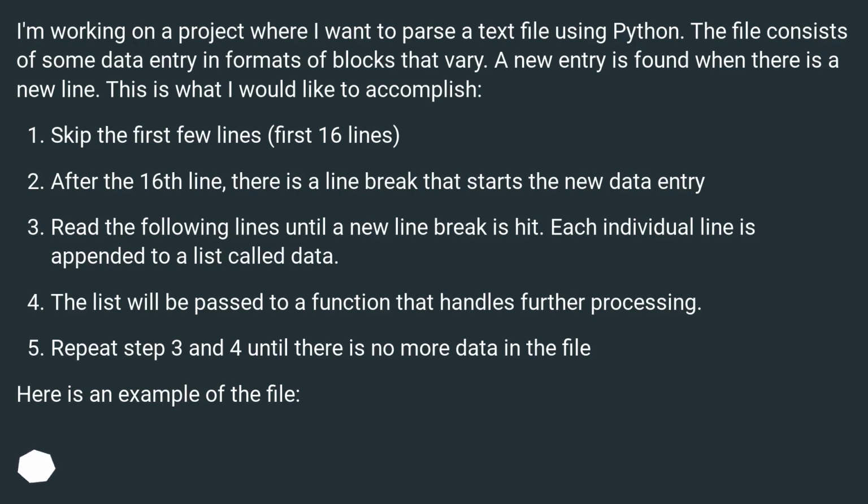Skip the first few lines, first 16 lines. After the 16th line, there is a line break that starts the new data entry. Read the following lines until a new line break is hit. Each individual line is appended to a list called data. The list will be passed to a function that handles further processing. Repeat step 3 and 4 until there is no more data in the file.